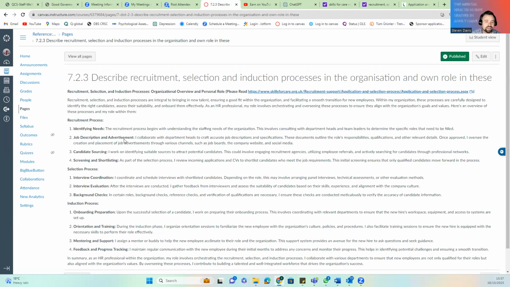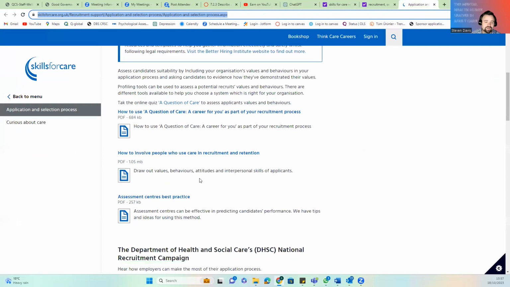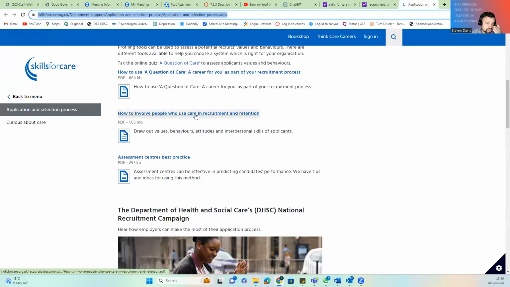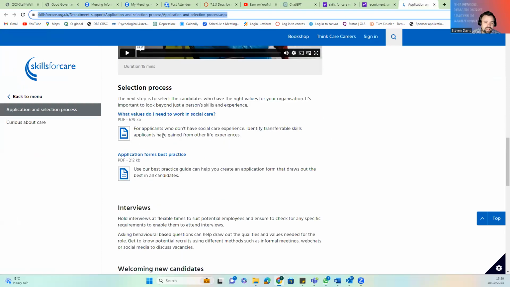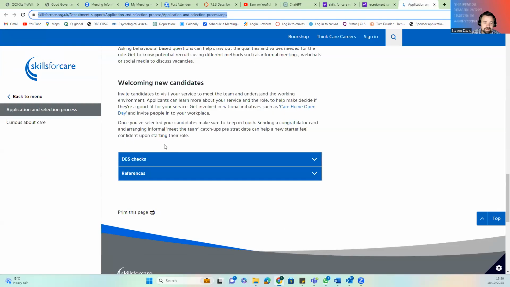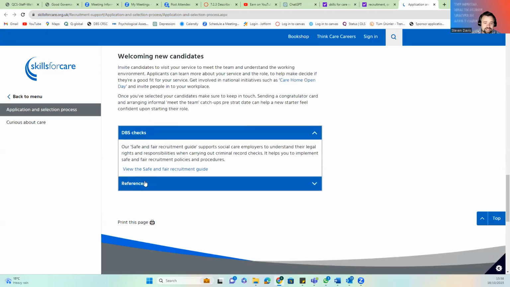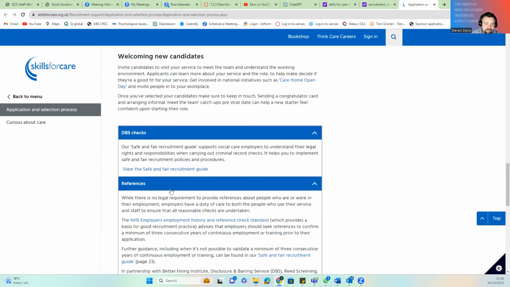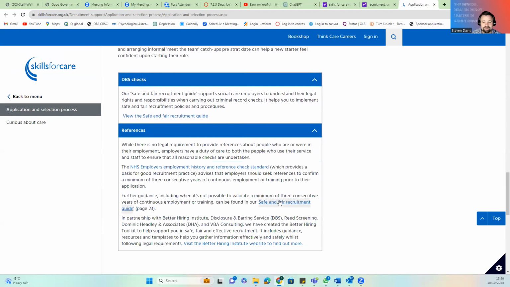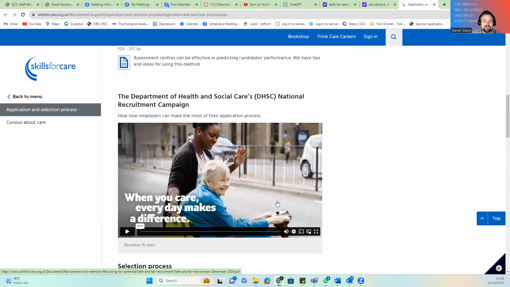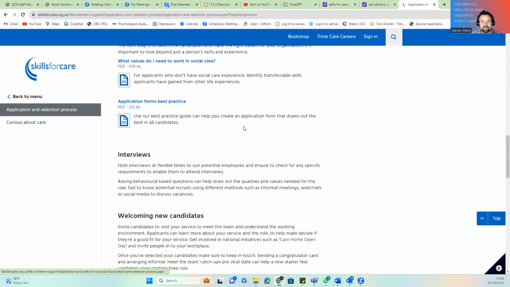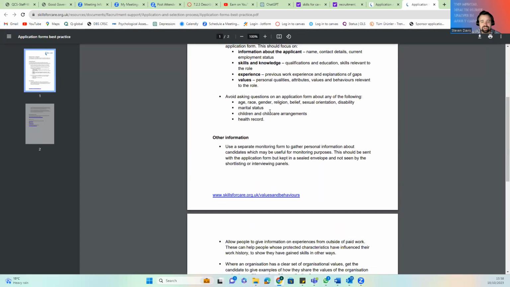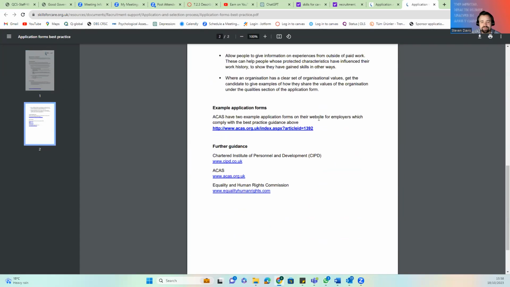But if you look at here, you've got your background checks, they have checklists for you. They look at how to identify the best people. They look at the safer recruitment for DBS. They look at how you should be getting references for safer recruitment. So ultimately, if you're going to recruit somebody, take it from a reliable source.